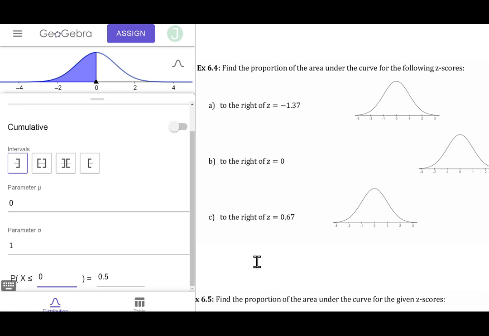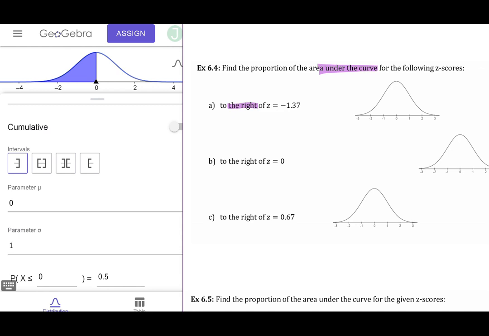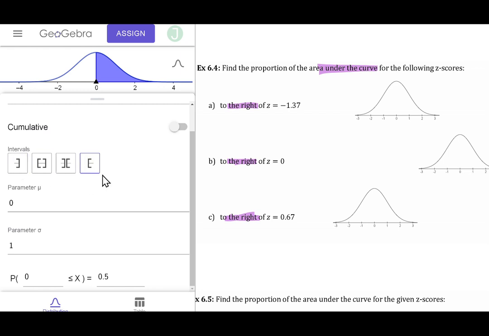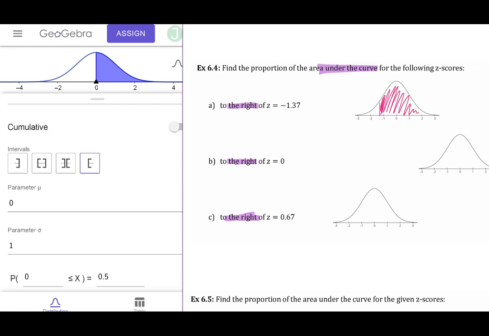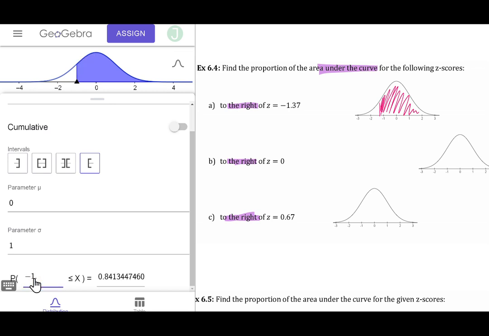We can also look at a few examples of calculating the area under the curve to the right of the following z-scores. Since GeoGebra is really nicely selectable between left and right, we can just select right for all of these and type in the given z-scores. In this case, to the right of negative 1.37. We can just type in a z-score of negative 1.37. It gives us an area of 0.9147.